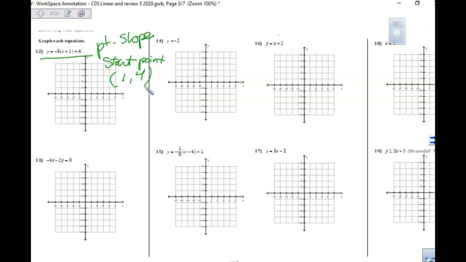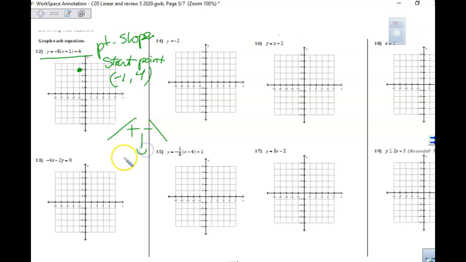What is it, Carter? You see the mistake? It's so easy to do. The start point isn't 1, 4, but negative 1. This tells me to go to negative 1 and 4, right? Now, this is where I might draw that slope face. Why? Because, oh, negative slope. I've got to make sure it's going down.